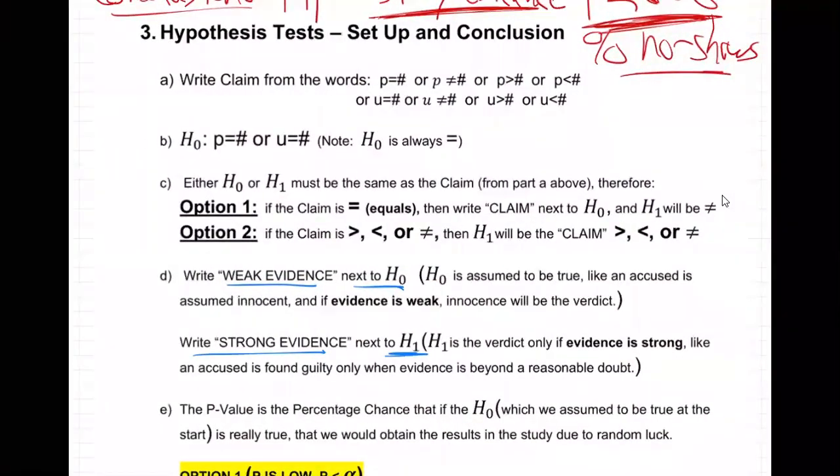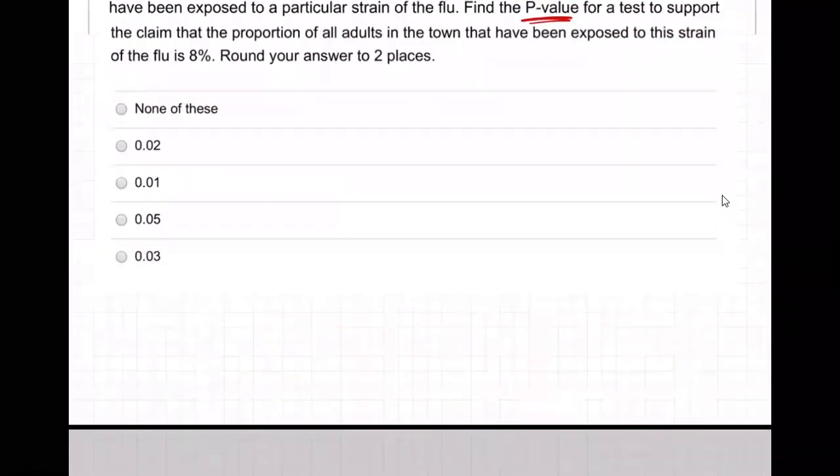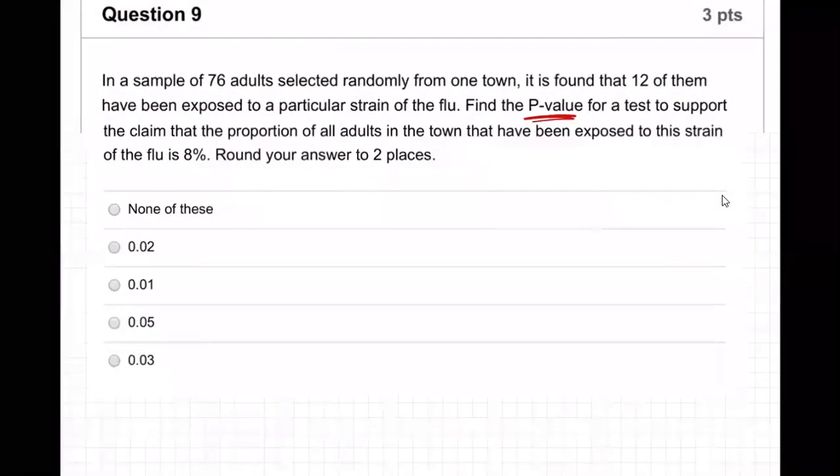So you got to go through the steps. What's the first thing you've got to do? You've got to write the claim. Then you write H0, which is always equal. Then you do H1, and one of those is always the claim. You have weak evidence for H0 and strong evidence for H1. You can't skip those steps. If you do, it'll mess you all up. Even though they only want the p-value, you still have to go through that or you'll get messed up.